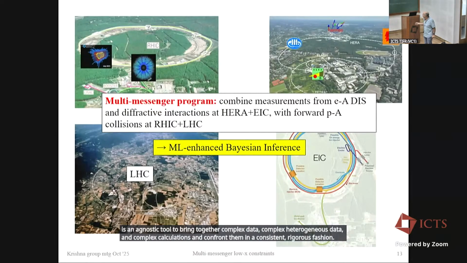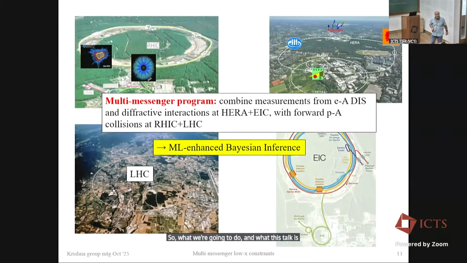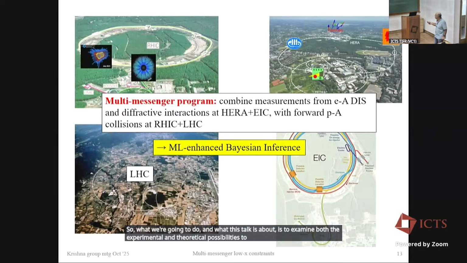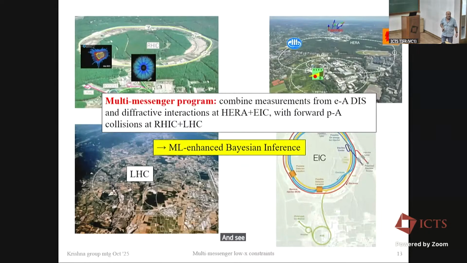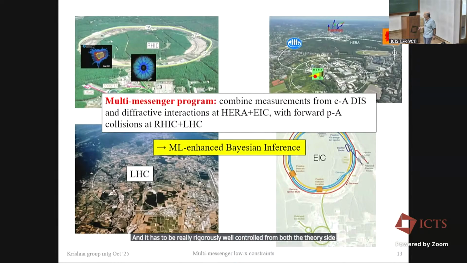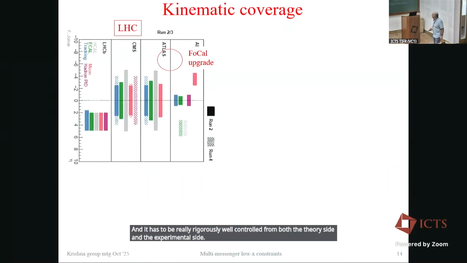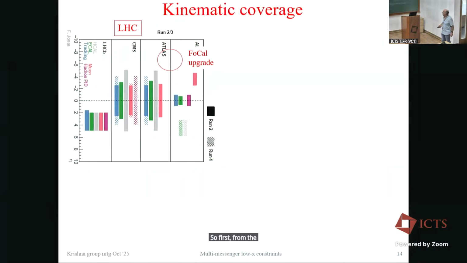So what this talk is about is to examine both the experimental and theoretical possibilities to bring together these very different colliders, very different sets of data, and see whether a Bayesian inference program actually makes sense. And it has to be really rigorously well controlled from both the theory side and the experimental side. So first from the experimental side, whoops, that got rotated.